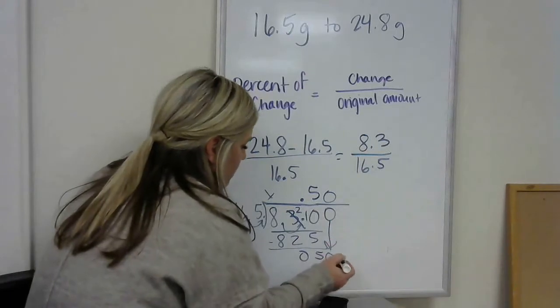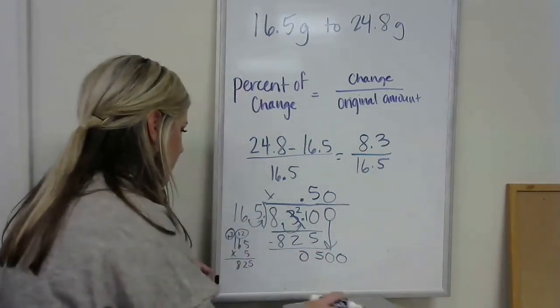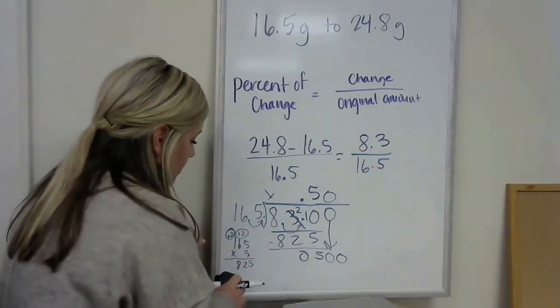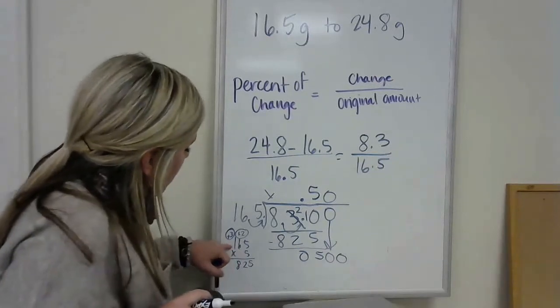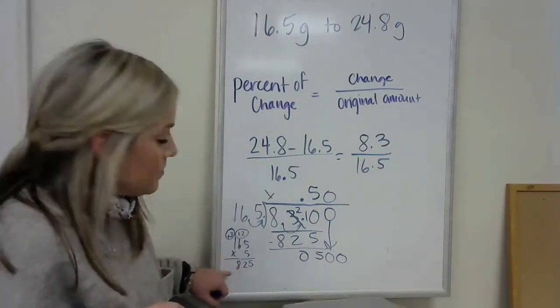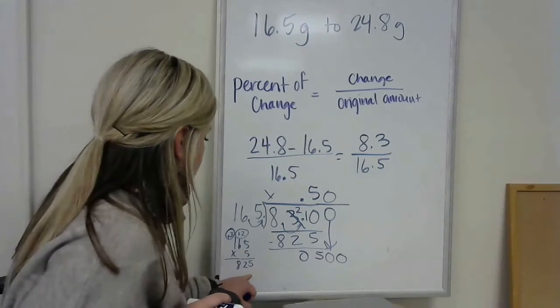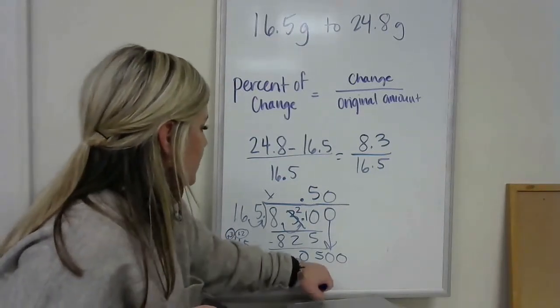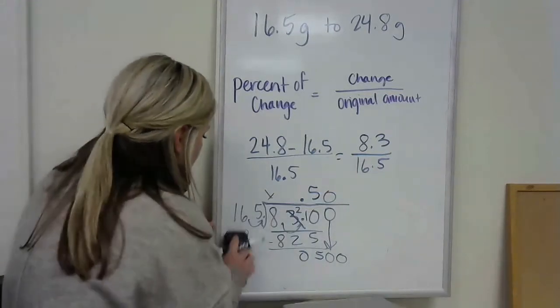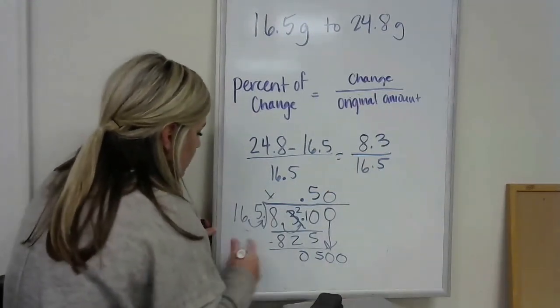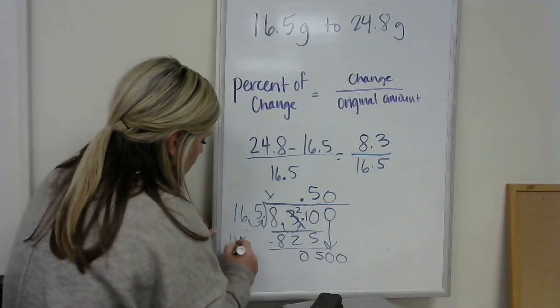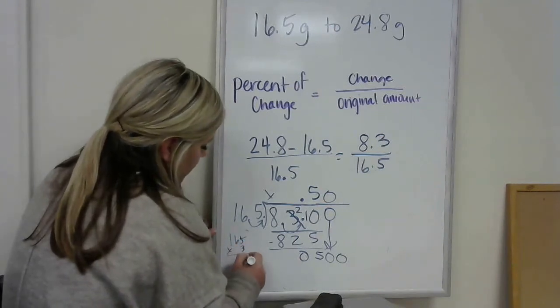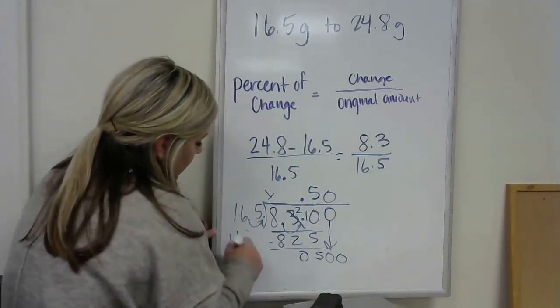So it will go into 500. Let's see. Okay. So 165 times 5 is 825. So I know that it's going to be less. So I can just, well, let me just go ahead and do it. Let's do 165 times 3. 15, 18, 19.